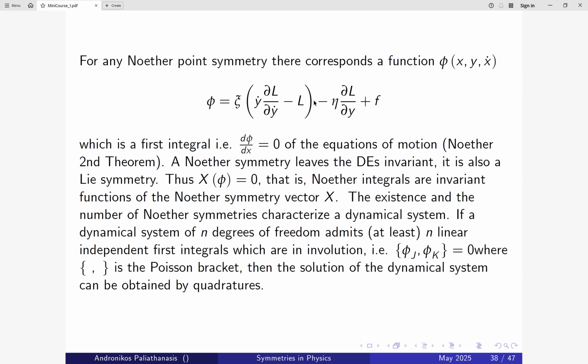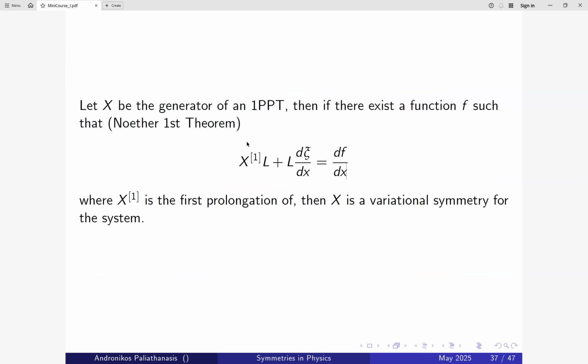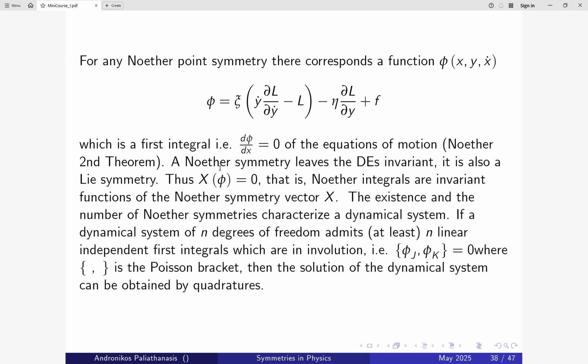Now, Noether's second theorem relates any Noether point symmetry to a function phi. It is important to say that if the variation is invariant under X, this means that the equations of motion will be invariant under X. So X is a Lie symmetry, a symmetry of the differential equation described by the Lagrangian L. So the Noether symmetries form a subgroup of the Lie symmetries of the original dynamical system. Not all Lie symmetries are Noether symmetries, but all Noether symmetries should be Lie symmetries.